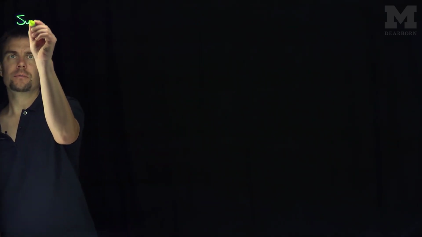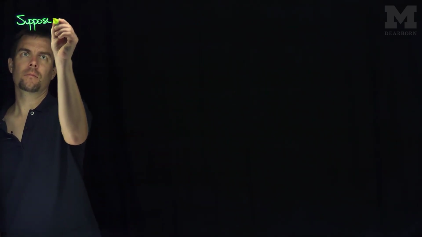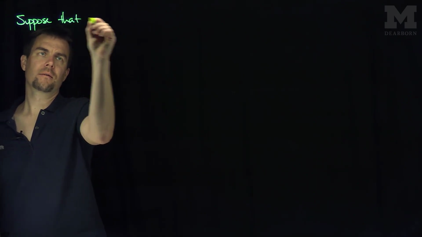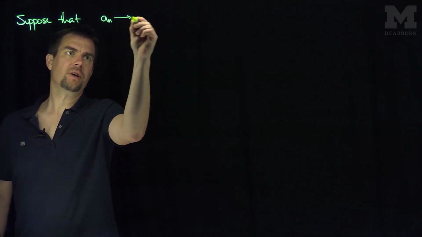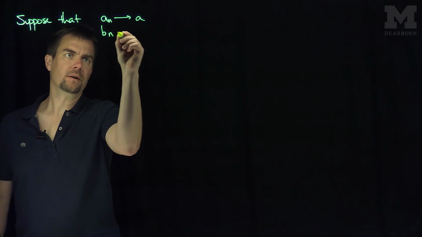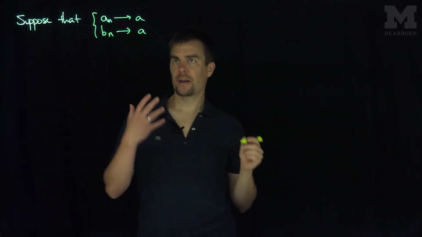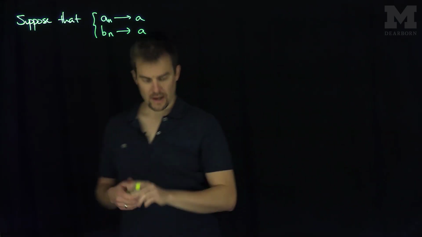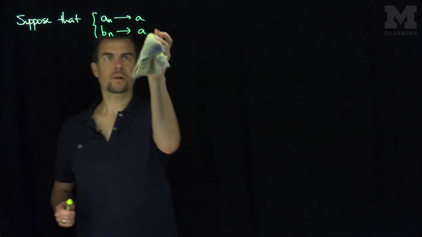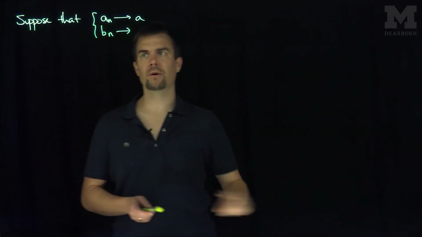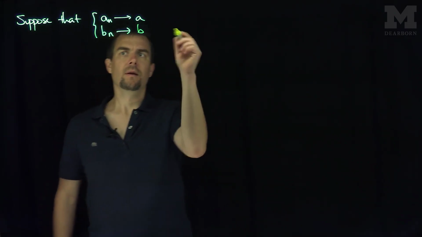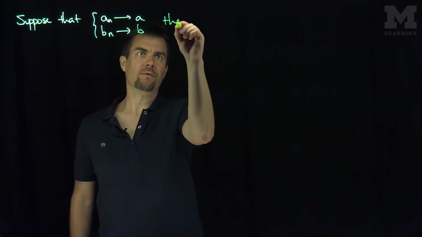So let's suppose that a_n converges to A, b_n converges to B. You can see how this notation saves us a lot of writing. So a_n converges to A and b_n converges not to A but to B. It doesn't have to be A, it can be anything. So let's put a B over here. Then we have two things.